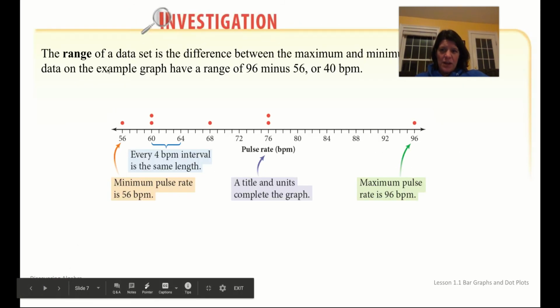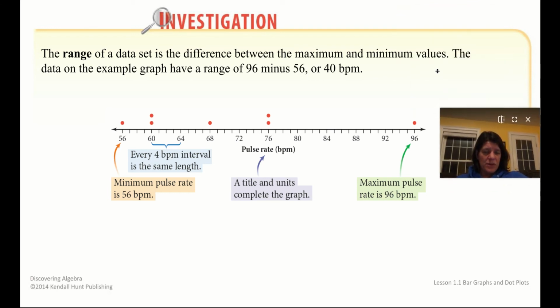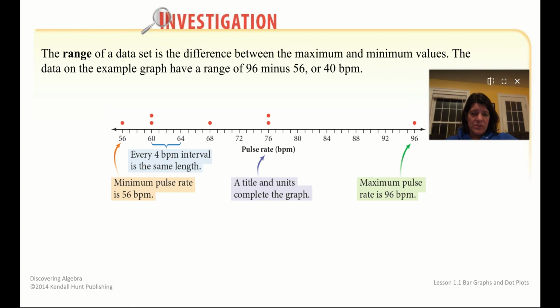Range is a statistic that we get, and it tells us the spread of our values. So we just take the high, the maximum, which is 96, minus the minimum, which is 56, to get 40. So the range for this data set is 40 beats per minute.